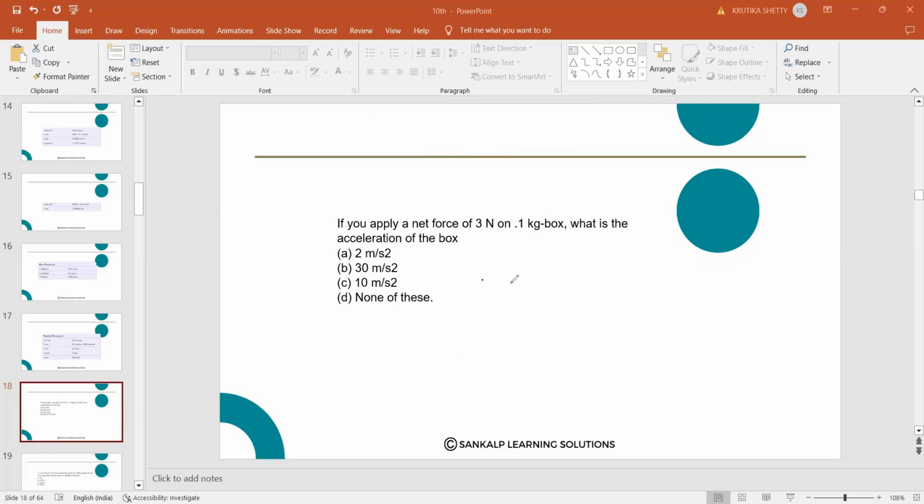None of this. Yes, it is none of this because we have F is equal to m into a. Acceleration is equal to force, which is 3 Newton, and mass is given as 1 kg, so 3 by 1 will be 3. But in the options we don't have 3. They have given 2, 30 and 10, and none of these. So it is option D, none of these. Similarly we will go for the next question.